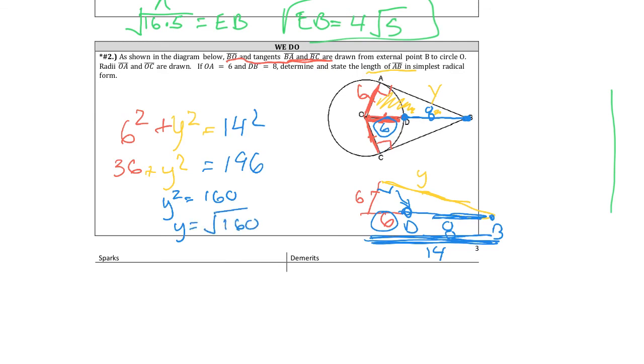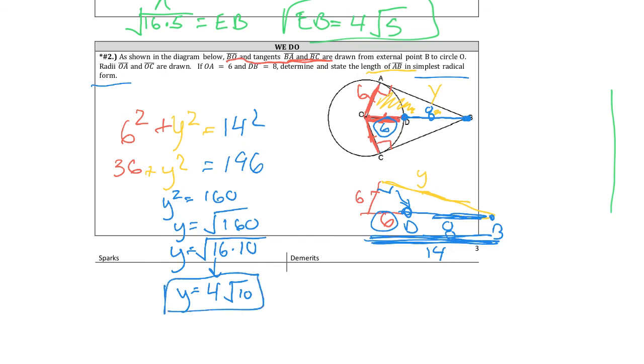But it's the simplest radical form. So I don't want a decimal. I want to break down this radical. Well, 16 times 10 would work. Square root of 16 is 4. I can't do the square root of 10, so I'm going to leave it. So y equals 4 radical 10.